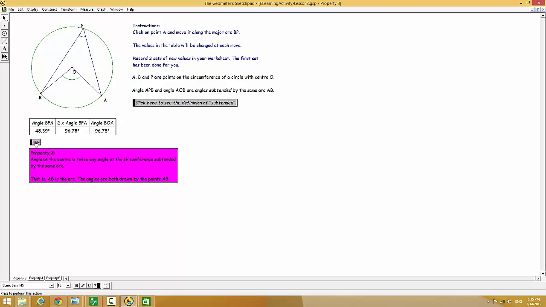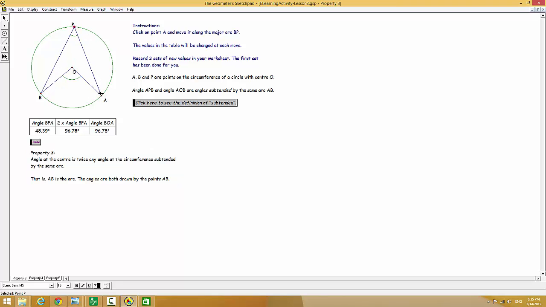Now let's try to see different ways of seeing this. If I move my APB like this, notice that the angle at the center will always be twice the angle at the circumference. And there are different ways of looking at this. If I shift it until like this, my angle at the center is still twice the angle at the circumference.